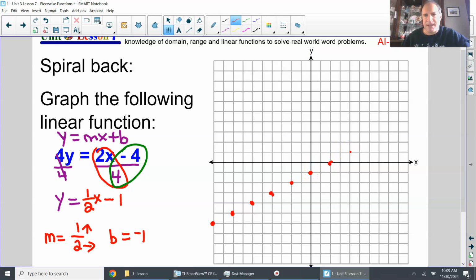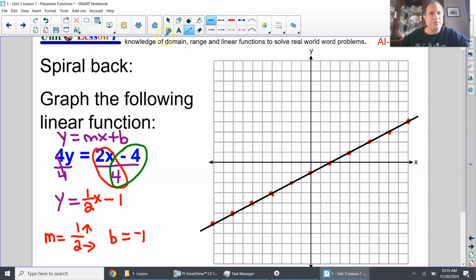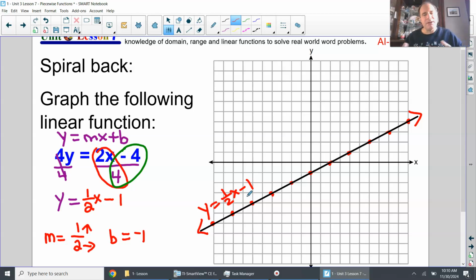Then I continue with that pattern because this is a linear function. Remember, linear functions remain straight and they have a constant slope. So that's my line. This is a line, so I am going to put arrows on both ends. And then I am just going to go ahead and put y equals 1/2 x minus 1 on the line. Again, you could do this by hand, but I would rather you use the calculator because you have to get used to using that calculator.